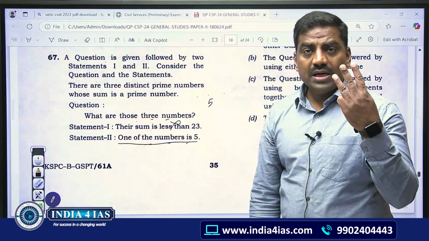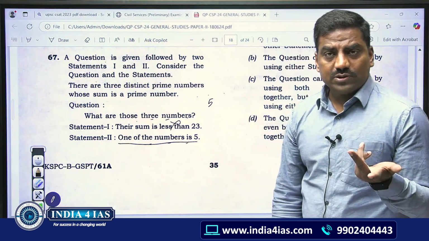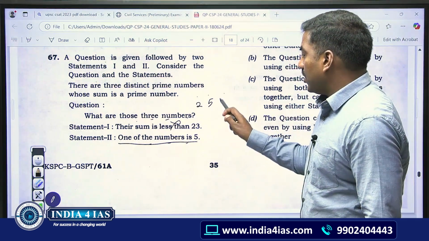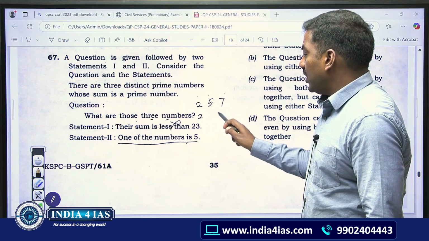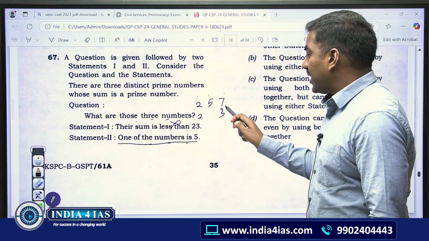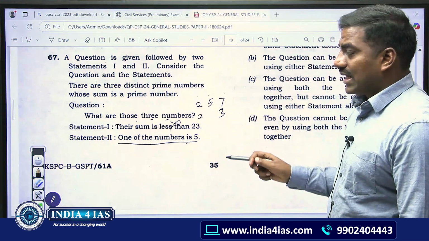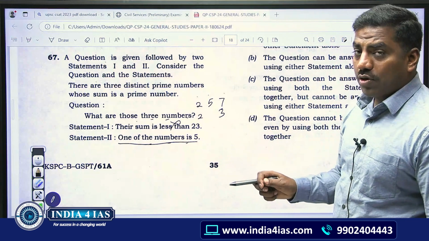I want 3 prime numbers. One of them is 5. That's okay. I can put 2 here, I can put 7 here, I can put 2 here, I can put 3 here. But I cannot get what those numbers are exactly. So statement 2 alone cannot answer this.